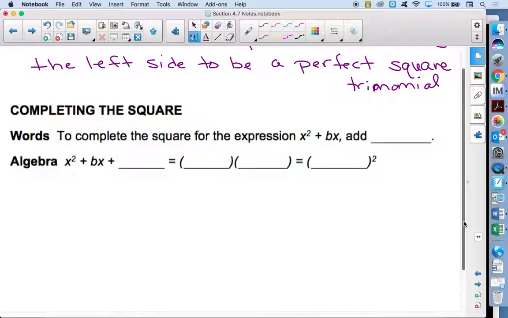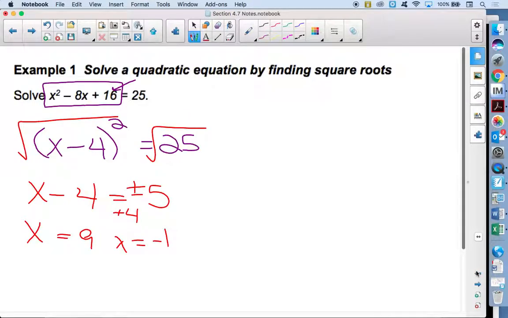But to complete the square for the expression x squared plus bx. So let's go back to this problem right here. We have x squared minus 8x. Our goal is to come up with this c value. Now it was given to us as 16. But how do you get that number to be 16 from what's already there originally?